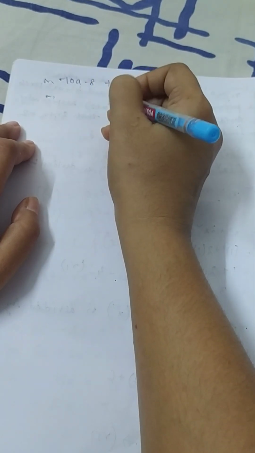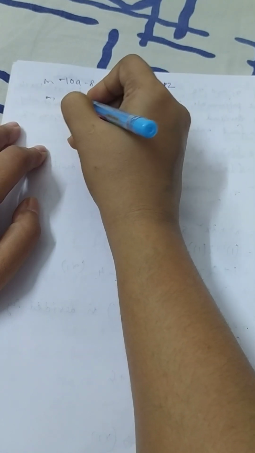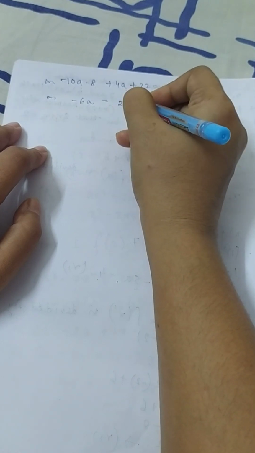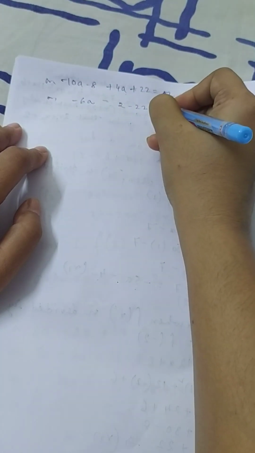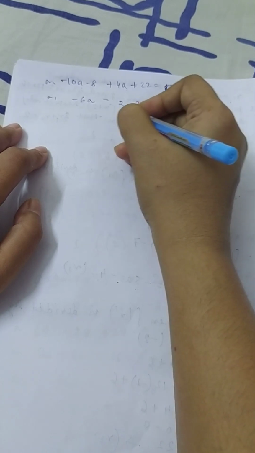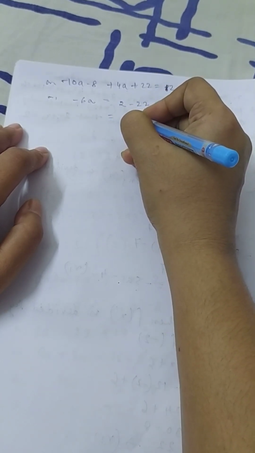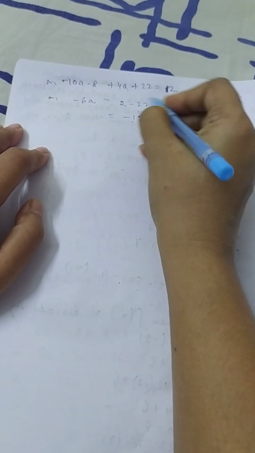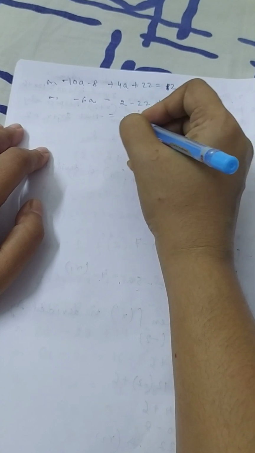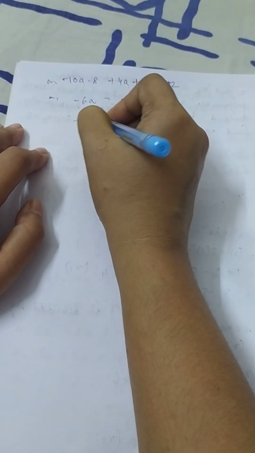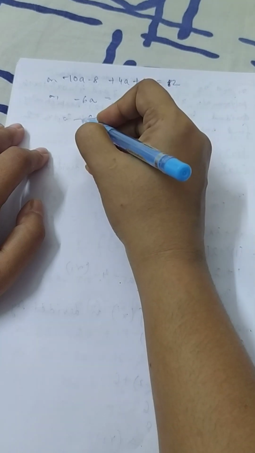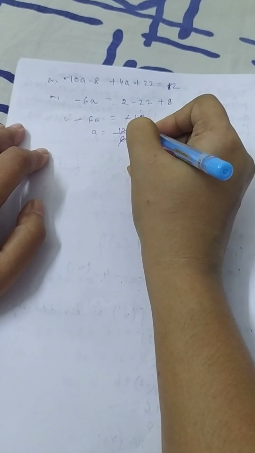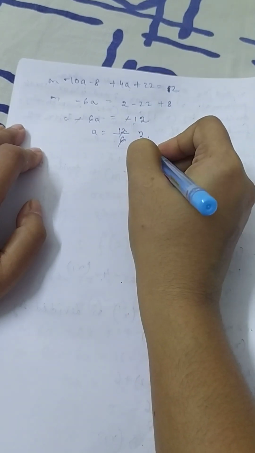So from here I can tell that minus 6a is equal to 2 minus 22 plus 8. So it will be minus 12, because 8 plus 2 is 10, and 10 minus 22 is minus 12. So minus 6a is equal to minus 12, and from this I can get 12 by 6, that is 2. So a is 2.